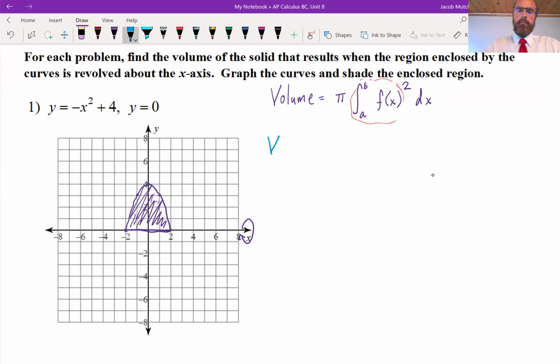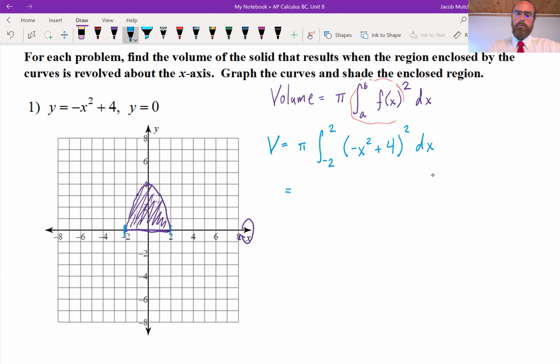So the volume of this solid is going to be equal to pi times the integral from the left, negative 2, because we're revolving around the x-axis, to the right, positive 2. And my function is going to be negative x squared plus 4, that's the quadratic that we graphed, squared, dx. So now once I've got it set up, I just want to integrate with my usual strategies.